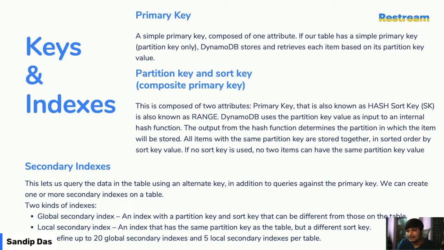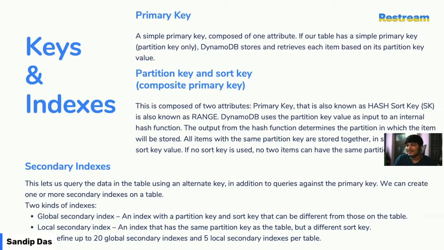One is the global index. Let me just move myself a bit up. So there is the global secondary index, an index with a partition key and sort key that can be different from those on the table. And the local secondary index, an index that has the same partition key as the table but a different sort key. So the sort key, instead of dates and all, can be another attribute for those cases. We can define 20 global secondary indexes and, let me just quickly confirm, yes, 5 local secondary indexes. Okay.